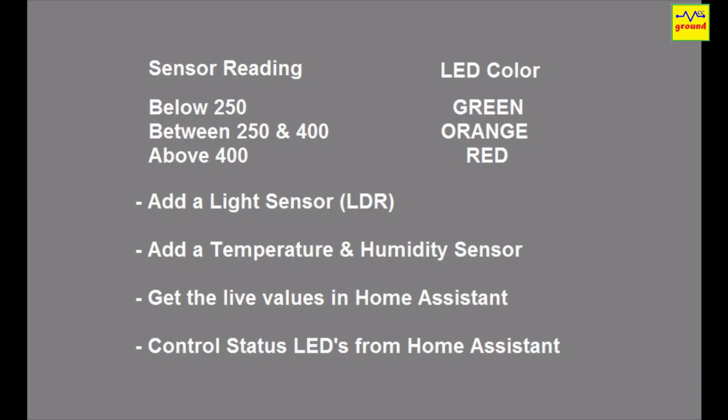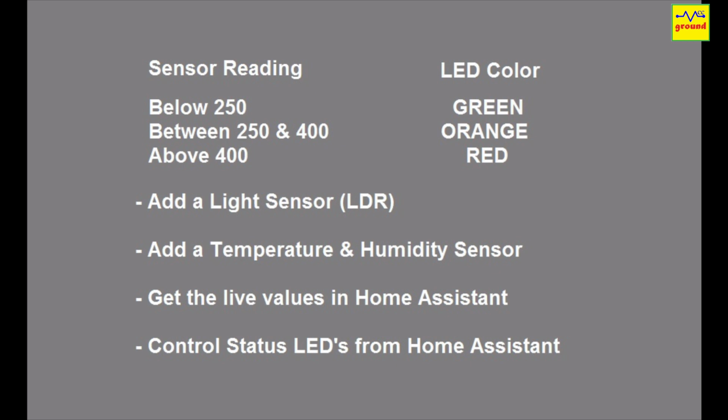So, what do I want from this sensor? I want the sensor to show green light if the sensor reading is below 250, orange light between 251 and 400, and red light above 400. Of course, you will be able to customize these values according to the normal air quality range in your area.